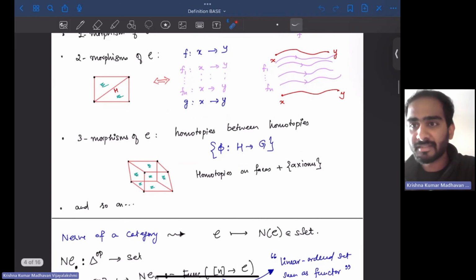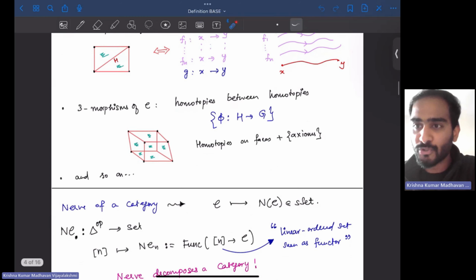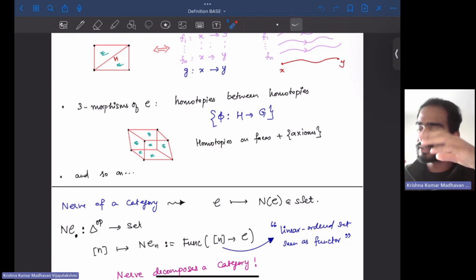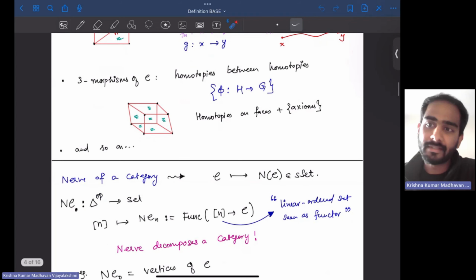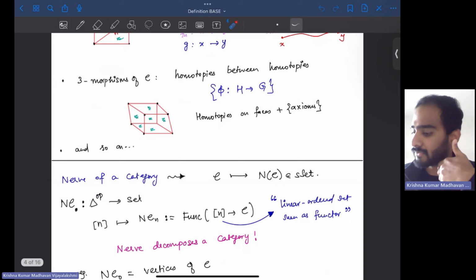So what happens after this is a mystery somehow. There are three morphisms which are given by this kind of cube. The data is that it makes all the 6 faces of the cube homotopic. So this can also be called a homotopy between homotopies, right?